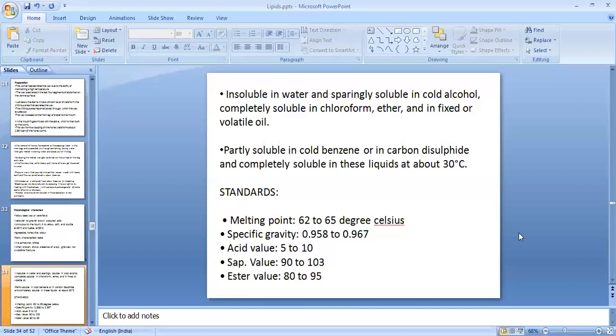And when you come to the standards, the melting point is around 62 to 65 degrees centigrade. It has a specific gravity of about 0.958 to 0.967, an acid value of around 5 to 10, a saponification value of 90 to 103, and an ester value of around 80 to 95. These are the standards which beeswax has to comply with.